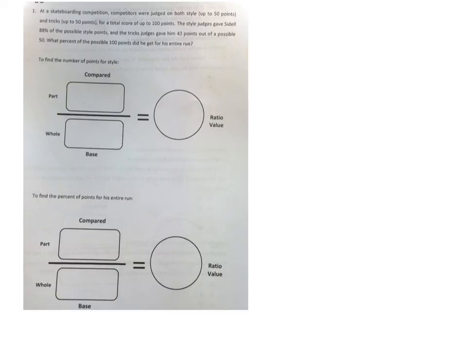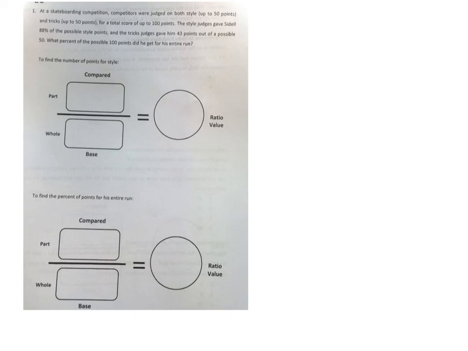Okay, last page. At a skateboarding competition, competitors were judged on both style, up to 50 points, and tricks, up to 50 points, for a total score of 100 points. The style judges gave Seidel 88% of the possible style points. The tricks judges gave him 43 out of a possible 50. What percent of the possible 100 points did he get for his entire run?